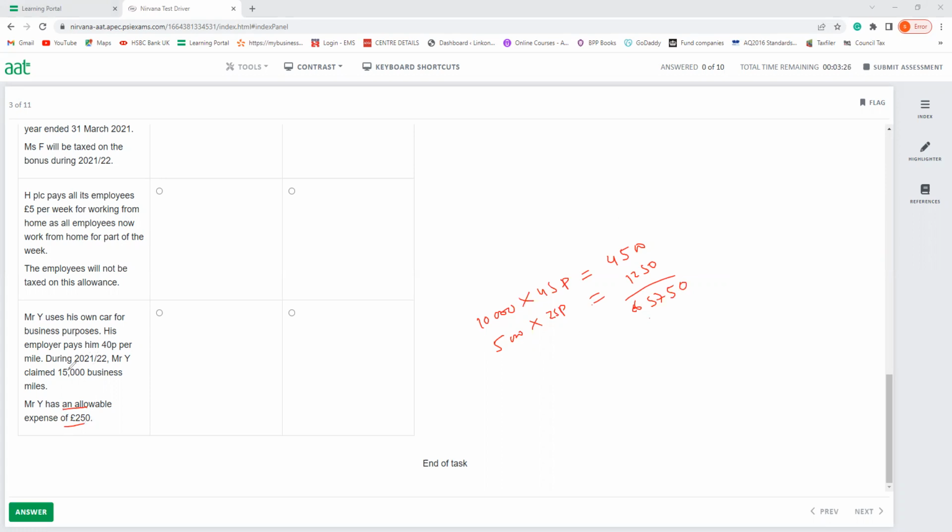Now how much is he getting from the employer? 15,000 at 40 pence. So 15,000 times 0.40, he's already getting 6,000. So he's getting more than the allowance. So the 250 here is taxable, not an allowable expense. The question said it is an allowable expense. No, because he's getting more than the allowance. He's supposed to get a maximum of 5,750, but he's getting 6,000. So 250 is taxable. It's not allowable. So it is false.